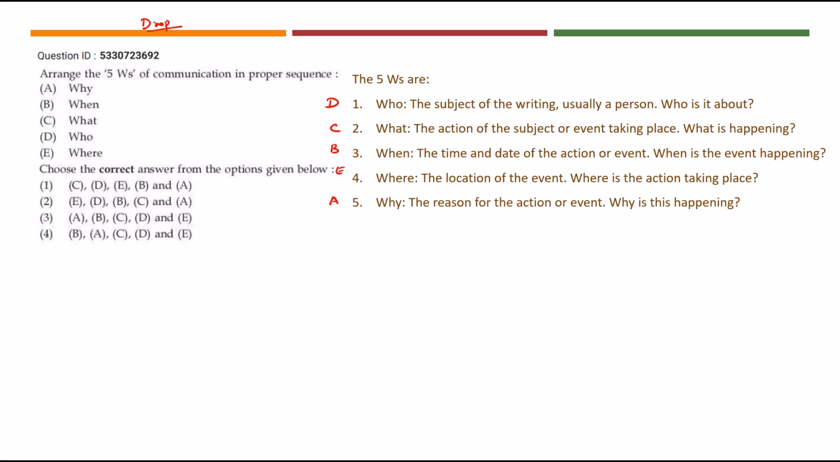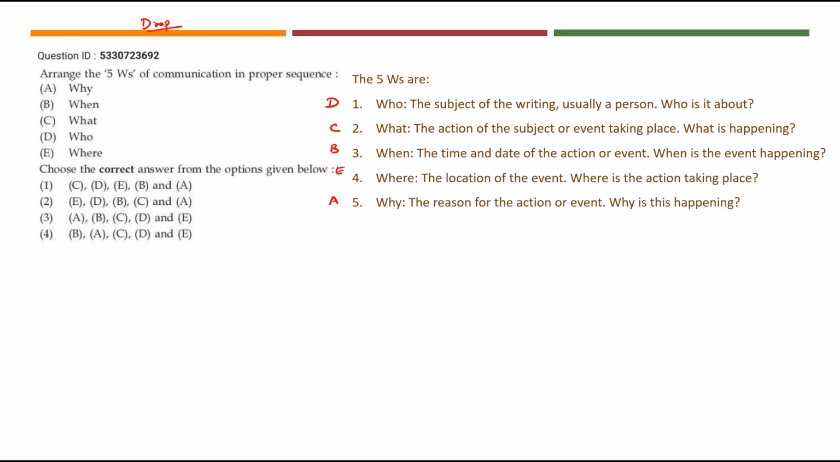What is the who actually? The subject of writing, usually a person. Who is it about? We'll tell. What about what? The action of the subject or event taking place, like what is happening. When? The time and date of the action or event. When is the event happening? Where? The location of the event. Where is the action taking place? Why? The reason for the action or event. Why is this happening? These are the 5 W's.